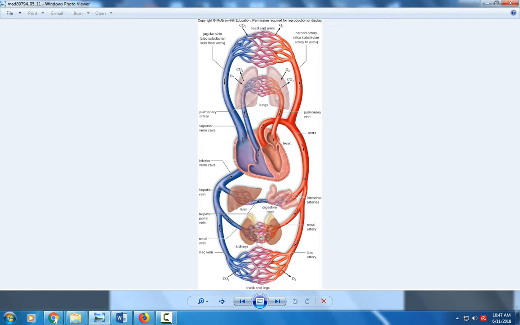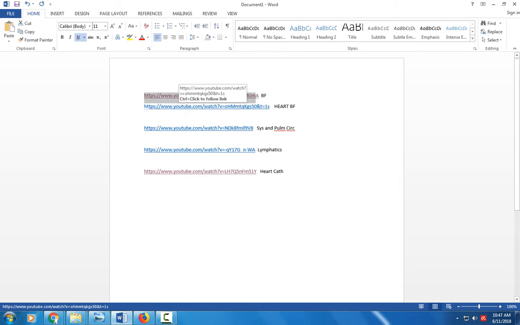So we can see the right side of the heart is blue because it's deoxygenated blood, and the left side of the heart is red because it's oxygenated blood that's already been to the lungs. So I have an animation here to show the blood flow through the heart, and then also the systemic circuits.